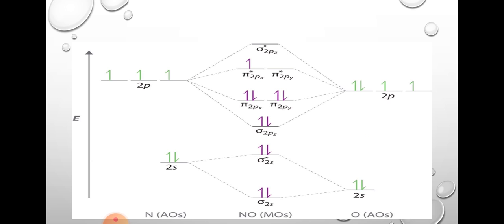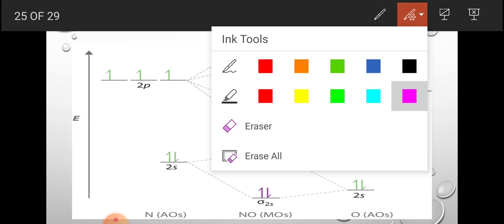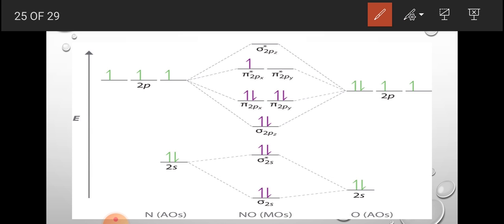Let's move on to diatomic molecules, that is NO, nitric oxide. You start making it in your copy. NO. First count the number of electrons, and children, it will be easy for you all if you first write the electronic configuration, then start making the molecular orbital diagram.